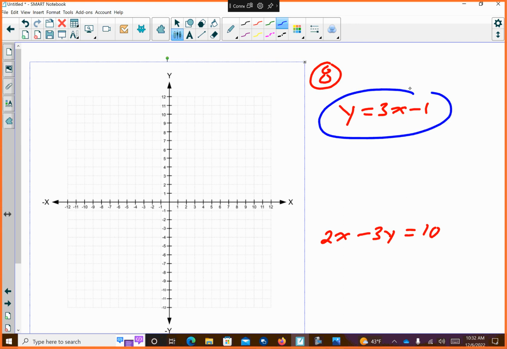What's my y-intercept of this first one? -1. Very good, -1. What's my slope? 3 over 1. 3 over 1. So I'm going to go up 1, 2, 3, right 1. Do the best I can with my straight edge. Ooh, I got lucky on the first shot.